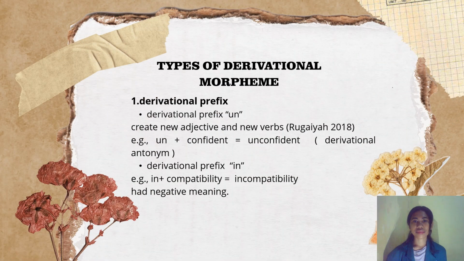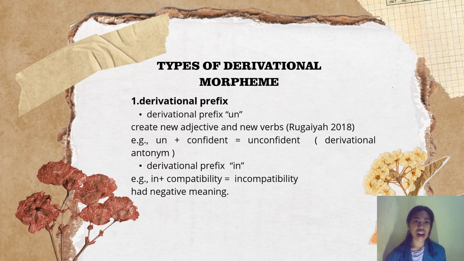Here we move to the next slide. In this slide, we still discuss the types of derivational morpheme, but we would like to discuss first the derivational prefix. There are two types of derivational prefix. First, derivational prefix un, and then derivational prefix in.